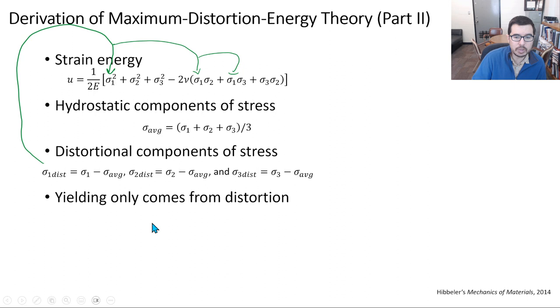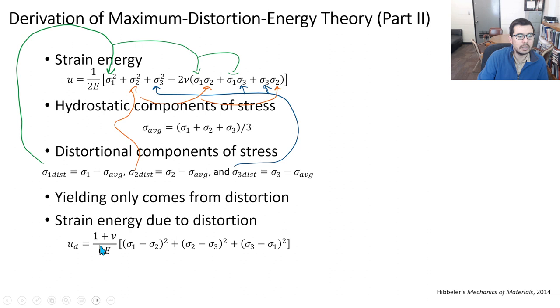So now we go back to the strain energy expression. We plug in these distortional components of stress, and we define a new strain energy that is due to distortion, okay? So this is now the strain energy due to distortion. When we plug in these values and do some substitution, we get the following, okay? And there's this new term that comes out, and this component here. So now, this is the strain energy due to distortion. Who cares? Well, we do care, okay?